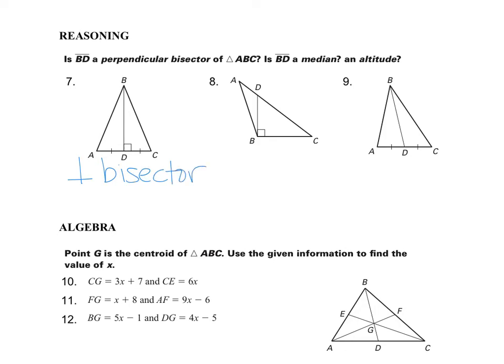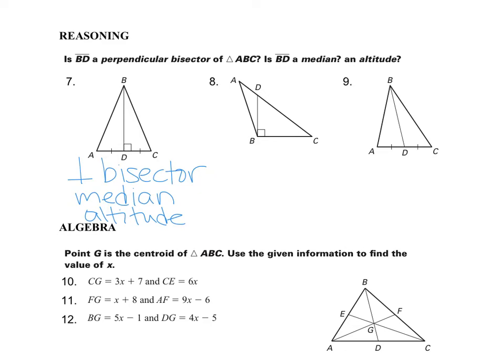Oh, and I should have clarified that it can be more than one. It's going from the vertex to the midpoint of the opposite side, so it's a median. And it's going from the vertex perpendicular to the opposite side, so it's an altitude. So this one happens to be all of them. And it's just because of the type of triangle that it is.